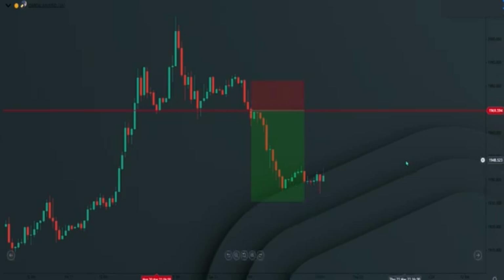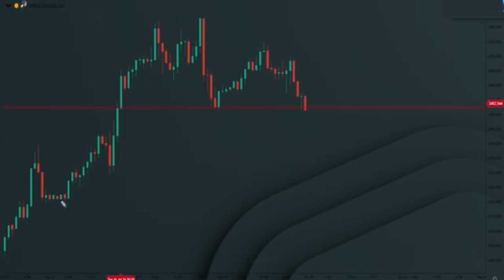Now let's talk about risk management. Here we have to put our stop loss above the head, so that if the prices go up, we can exit our trade. And here we have to put our target. We can put our target in the ratio of 1 to 2 or 1 to 3, so that we can get maximum profit. Now let's summarize what we learned today.